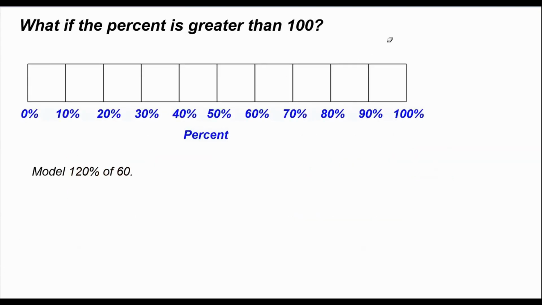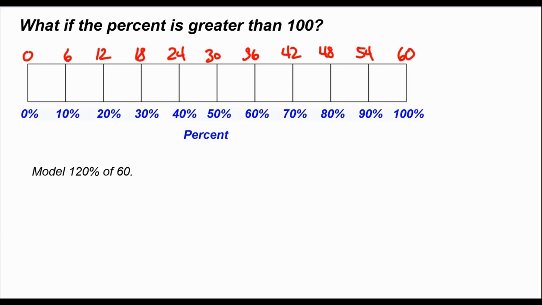What if the percent is greater than 100? So what if we were trying to model 120% of 60? Well, 60 is the number that I'm trying to find the percent of, so 60 is my whole amount. So I'm going to divide 60 into equal parts, and each part would be 6, 12, 18, 24, 30, 36, 42, 48, 54, and 60.